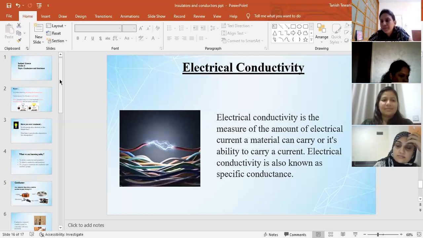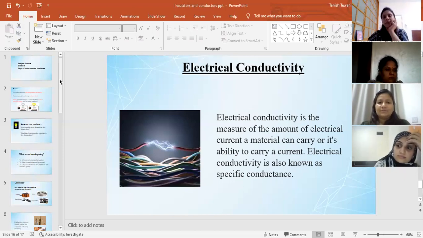And Aparna, can you tell me any 1 insulator? Insulator is rubber, ma'am. Even my mama told me that when you are touching the electrical switches, you have to wear rubber slippers, so you will not get shocked. Very good, Aparna. Good.